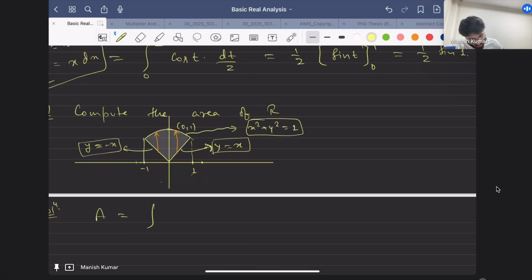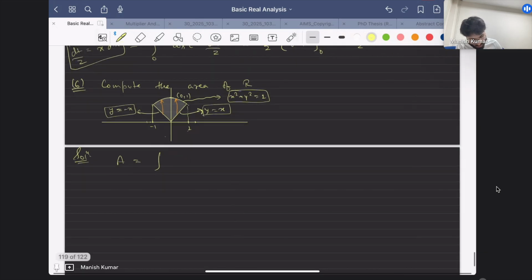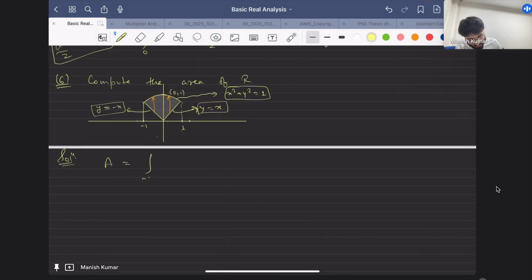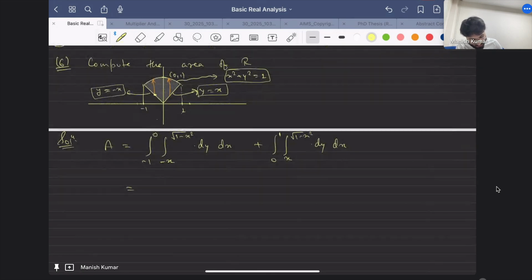Now the area is like this. First I'll vary my x, so x is varying from minus 1 to 0, and in that case my y is varying from y equals minus x to root 1 minus x square, right? This is dy and dx. Similarly for the other one, my x is varying from 0 to 1, and y is varying from x to root 1 minus x square. So this is dy.